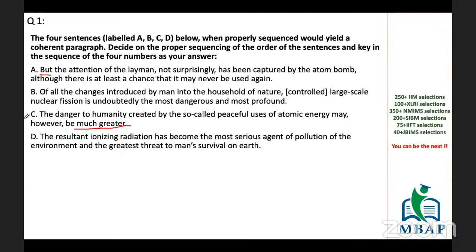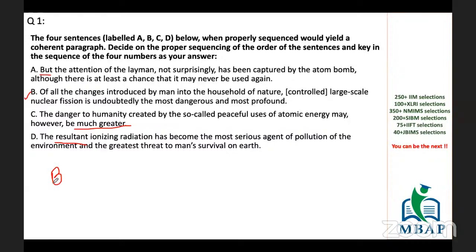D. The resultant ionization radiation has become the most serious agent of pollution of the environment and greatest threat to men's survival on Earth. Okay, so here I'm talking about resultant ionization. It means that this D sentence is the result of an action. So here, just by first reading, I have two hints. First of all, I got my B sentence. That's going to be my first one. Okay, so B becomes my first sentence because no other sentence qualifies as my first sentence, right?